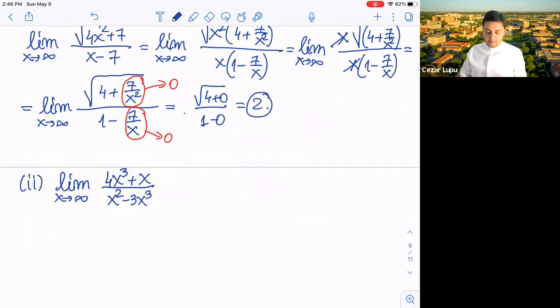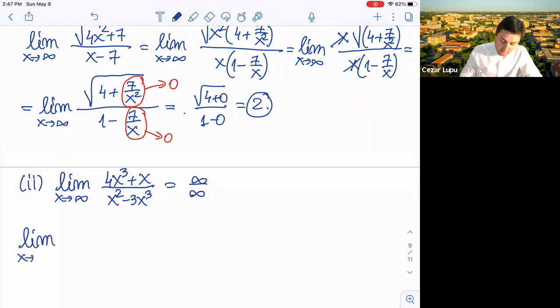Anyway, at best case scenario, we'll have the indeterminate infinity over infinity. Even on the bottom, it's kind of sketchy because we have infinity minus infinity. But anyway, we can factor an x there, so we can pull it out, infinity over negative infinity or something. But in any case, at best case, we'll have infinity over infinity. So we can use L'Hopital rule. So let's try to use L'Hopital rule.